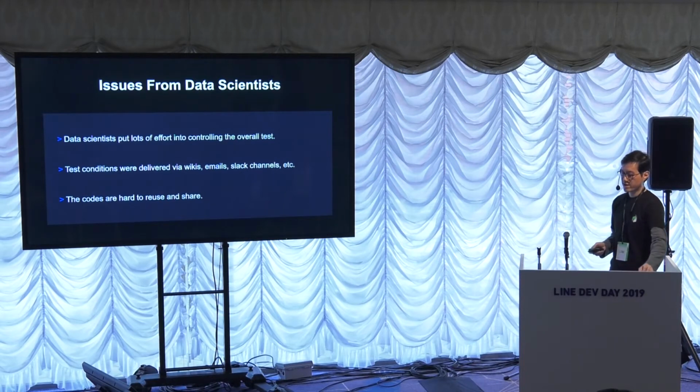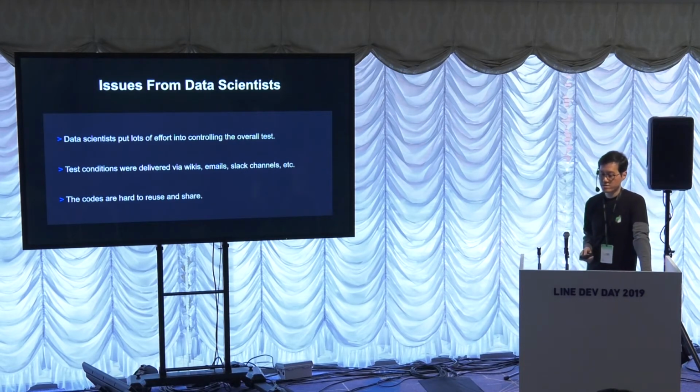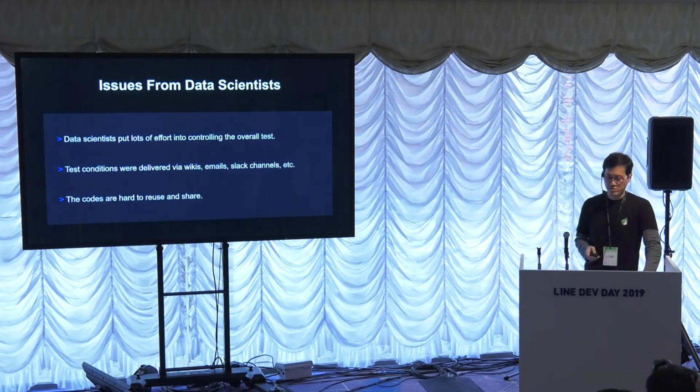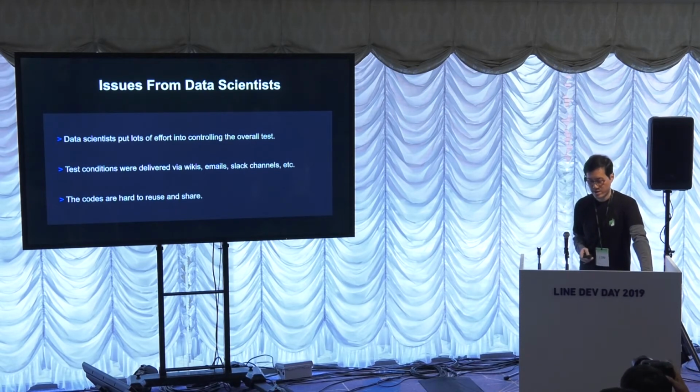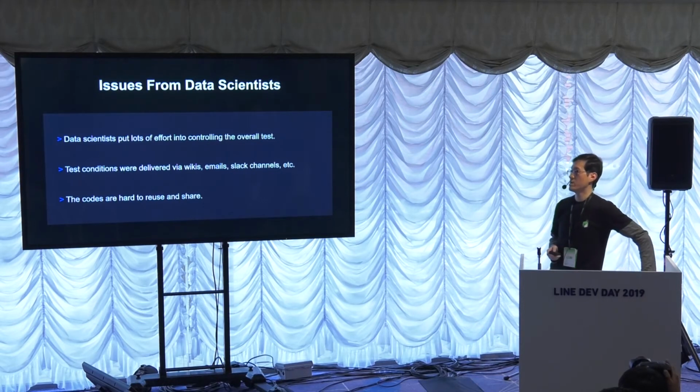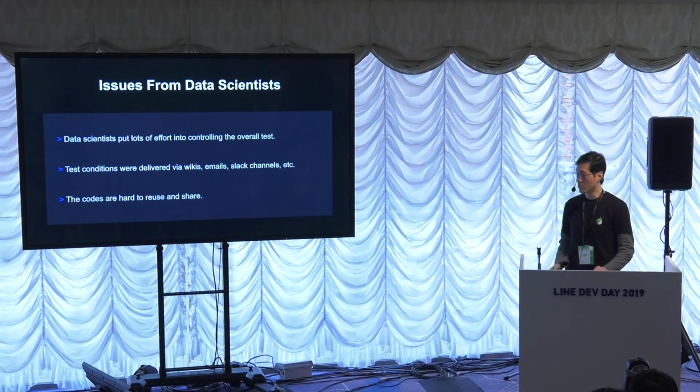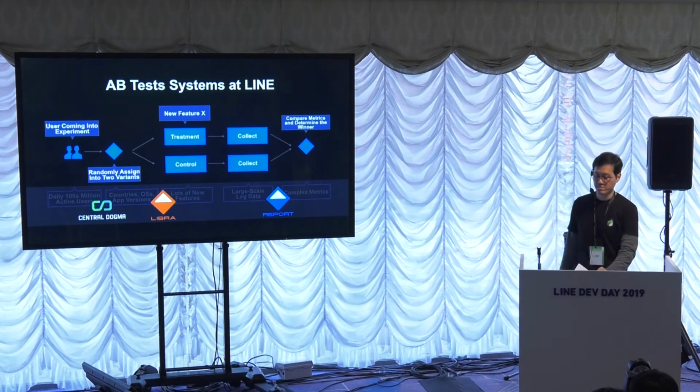From a data scientist perspective, A/B test had some obstacles to scale. Data scientists put lots of effort into controlling the overall test. It consumes their most important resource, time. So it's hard to carry out several A/B tests consequently. Test conditions were delivered via wiki, email, Slack channels, or Jira. They were hard to track and to automate the process. Furthermore, the codes were hard to reuse and share. So we built and expanded our systems for A/B tests.